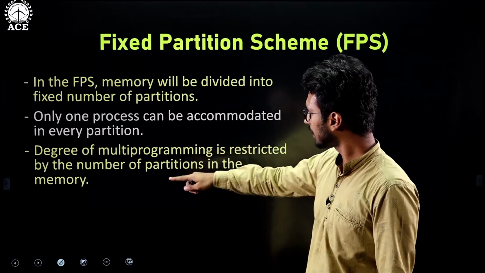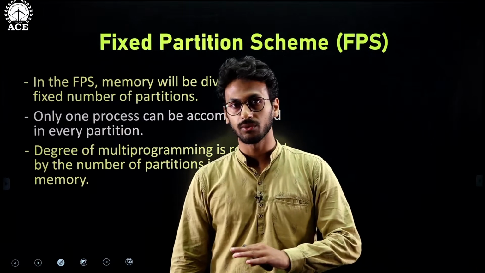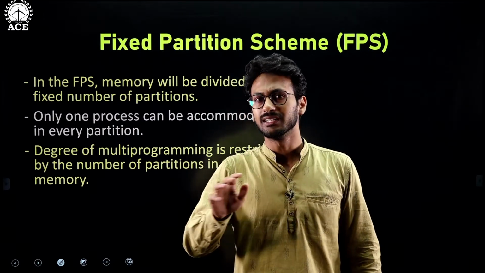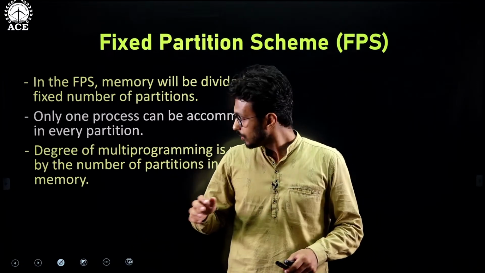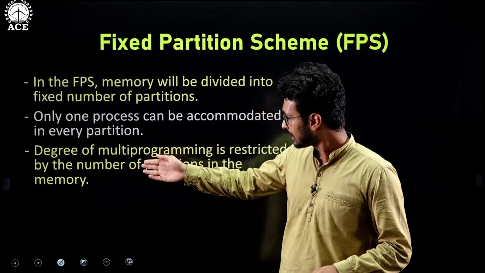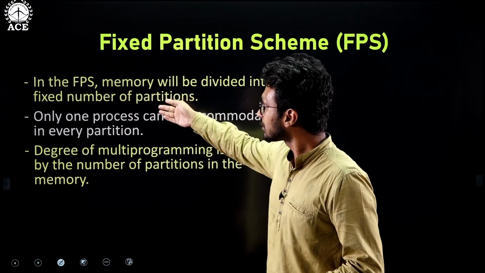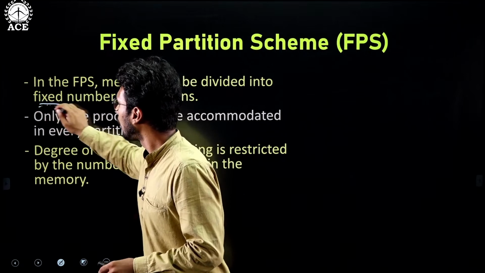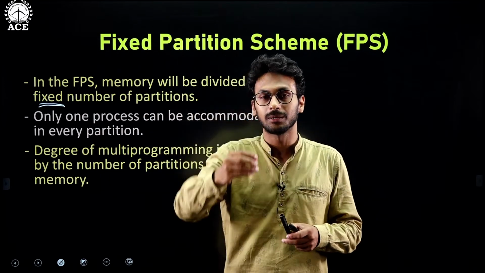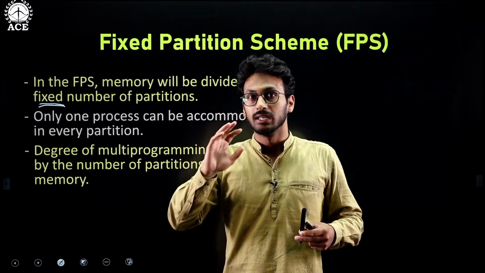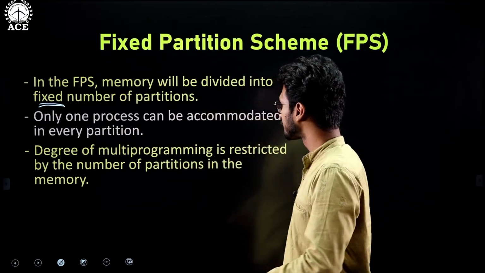Degree of multiprogramming is restricted by the number of partitions in the memory. In the first lecture, I told you about degree of multiprogramming. What is it? The number of processes present in the main memory at any point of time is called degree of multiprogramming. Now, degree of multiprogramming is restricted by the number of partitions in the memory. If memory is divided into a fixed number of partitions, and in each partition only one process can come, then how many processes can come? Equivalent to the number of partitions. It means degree of multiprogramming is restricted by that number of partitions. That's it. Done.